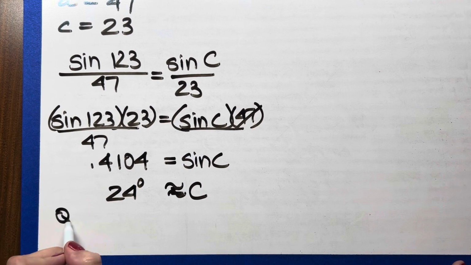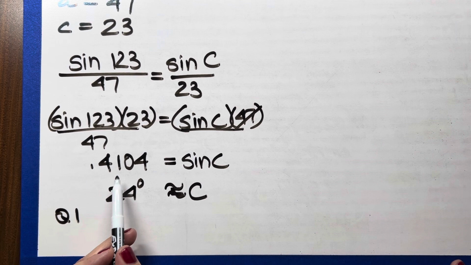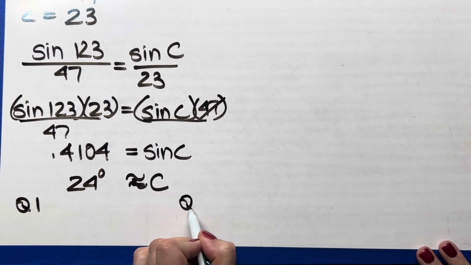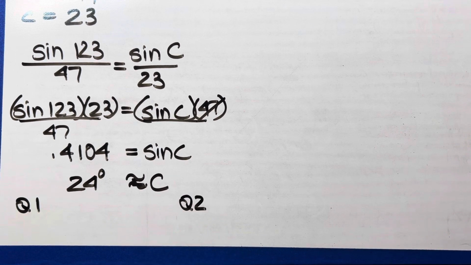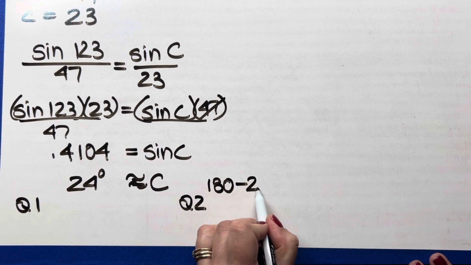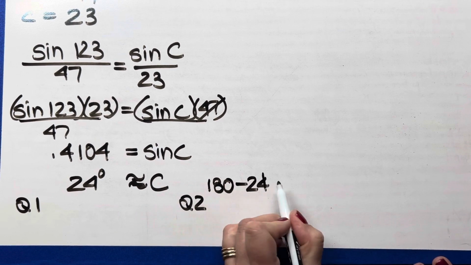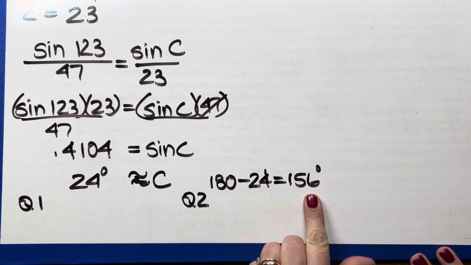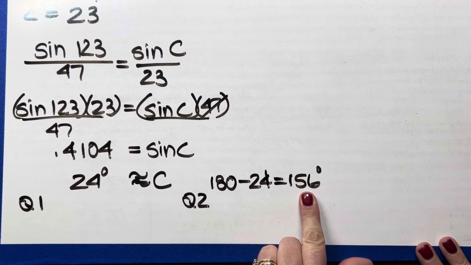So 24 degrees is in quadrant 1. The sine is positive in quadrant 1, but it's also positive in quadrant 2. So we need to figure out what the other angle could potentially be to form a second triangle where the sine is in quadrant 2. So what I do for that is 180 minus 24. So I will get a 156 degree angle. Now, 156 degrees is in quadrant 2, so I feel good about that part of my problem.